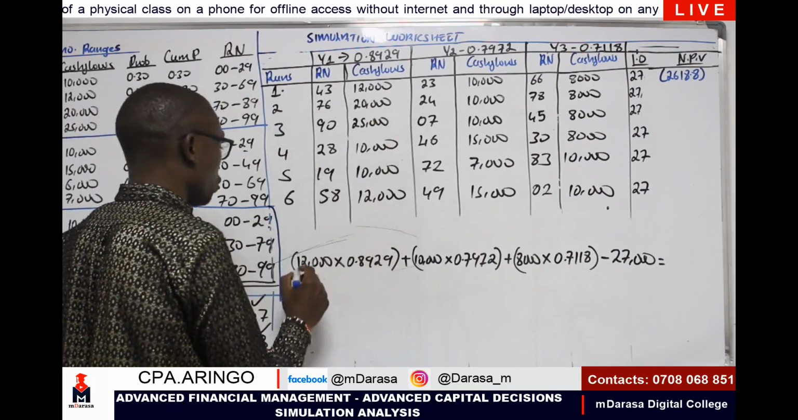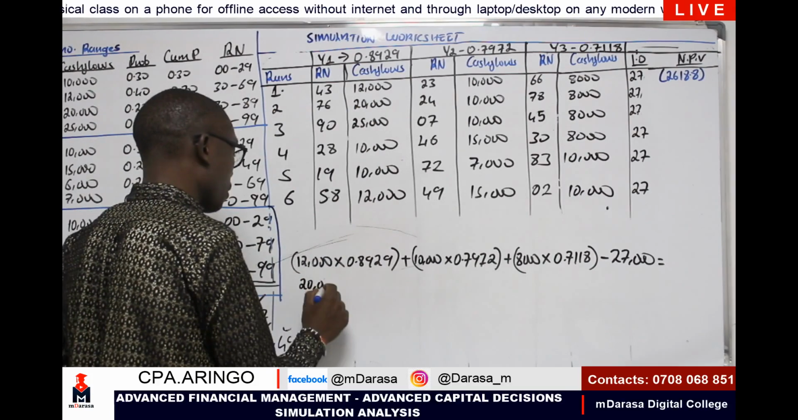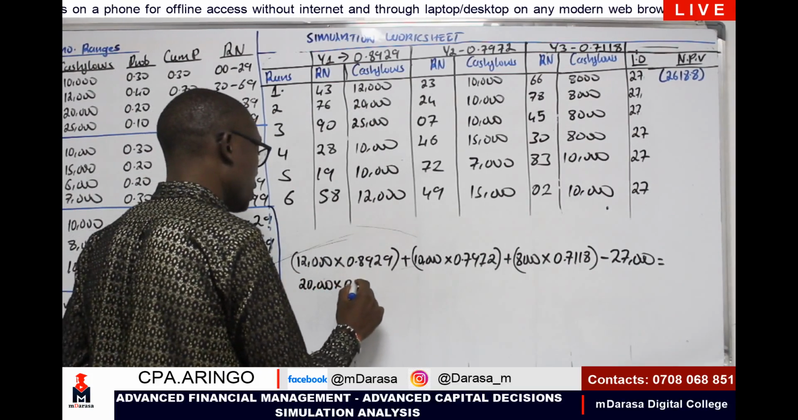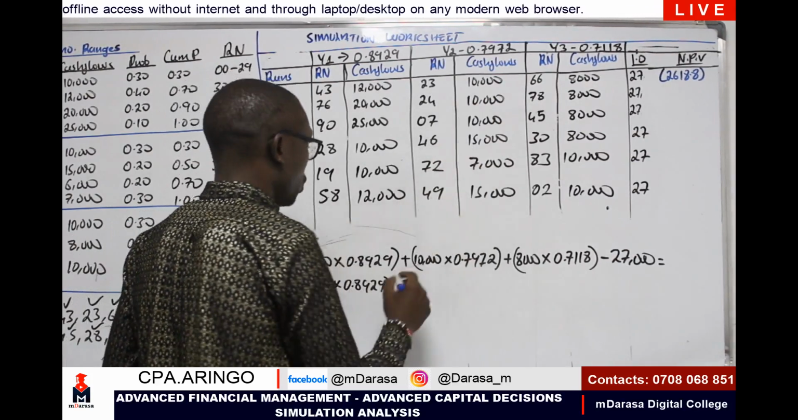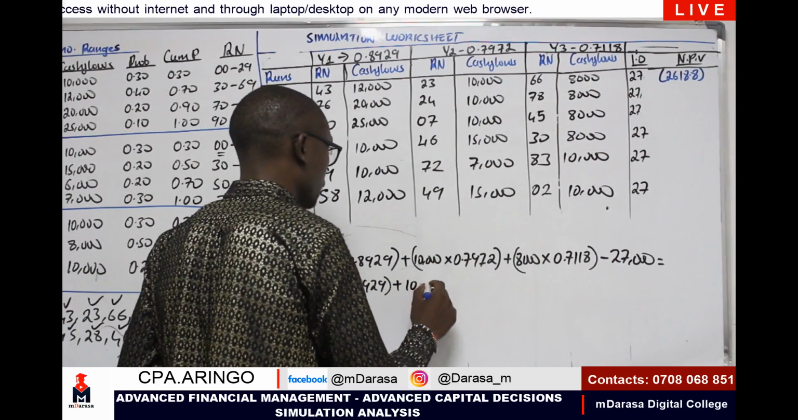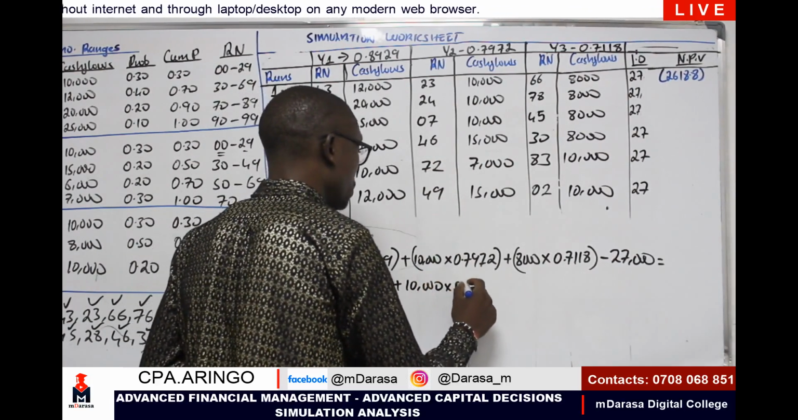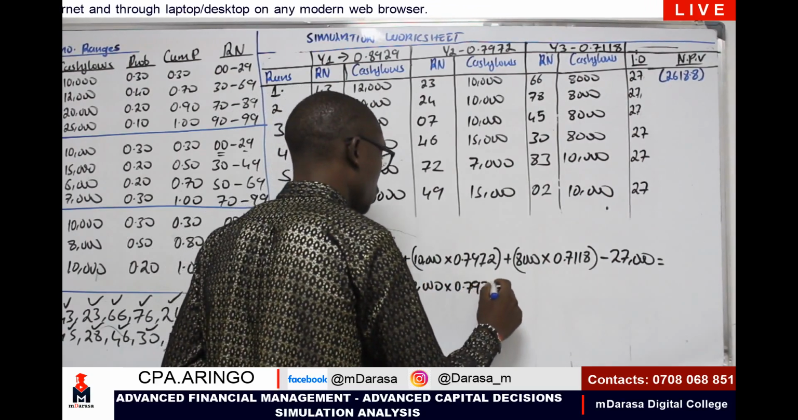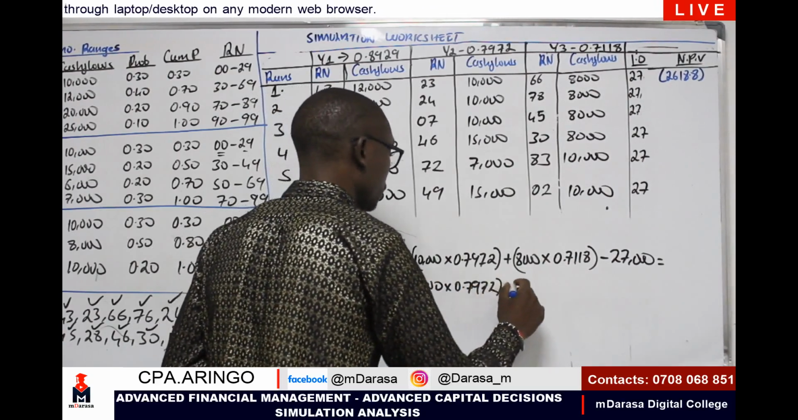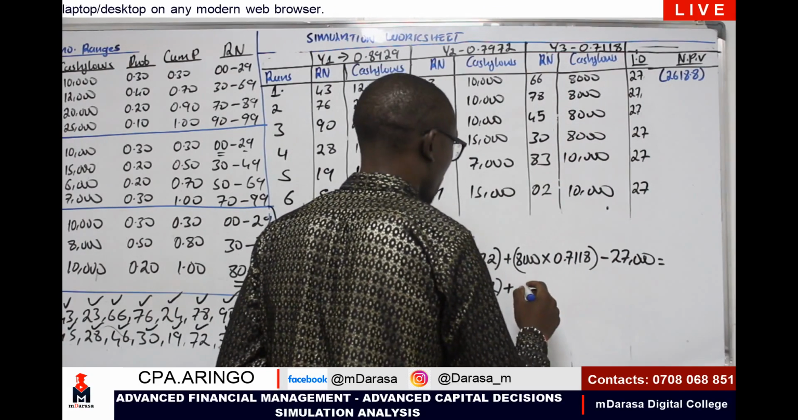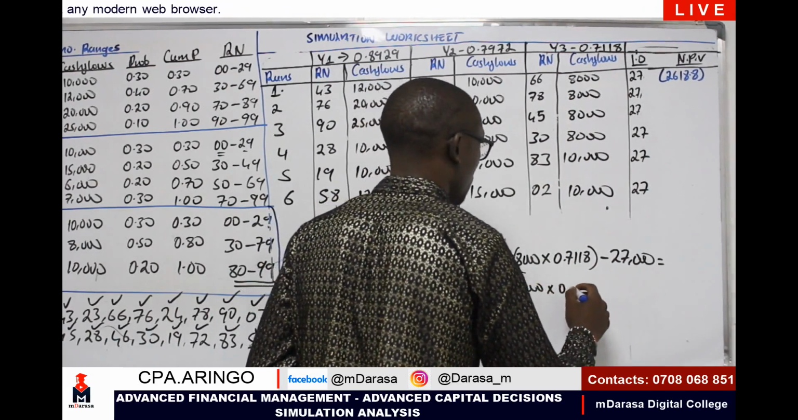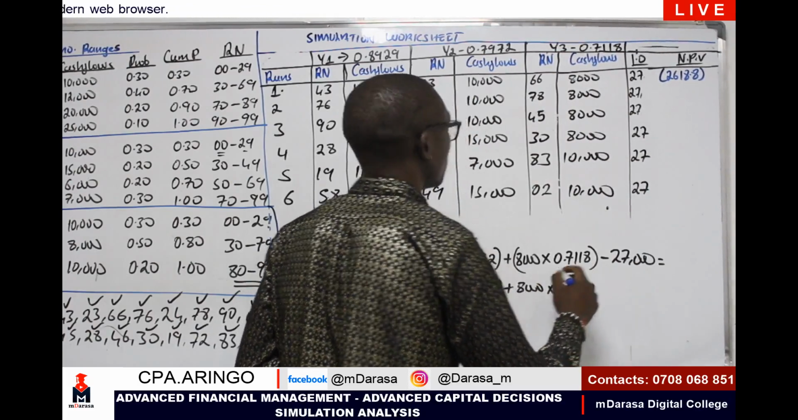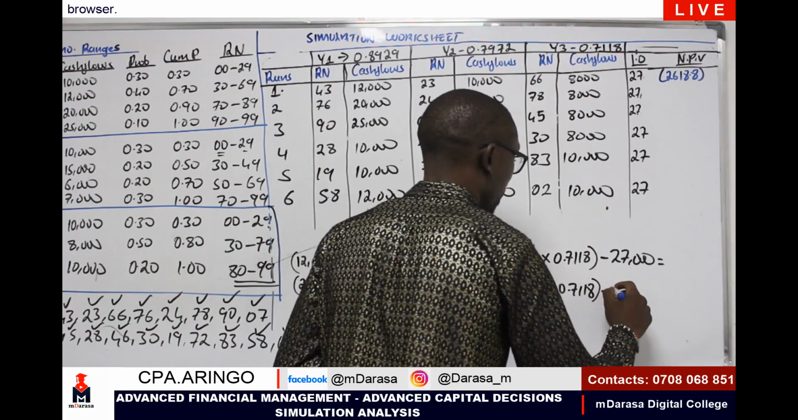Cash flow 20,000 by 0.8929. Cash flow 10,000 by 0.7972. Cash flows 8,000 by 0.7118. This should give us what? Minus 27,000.